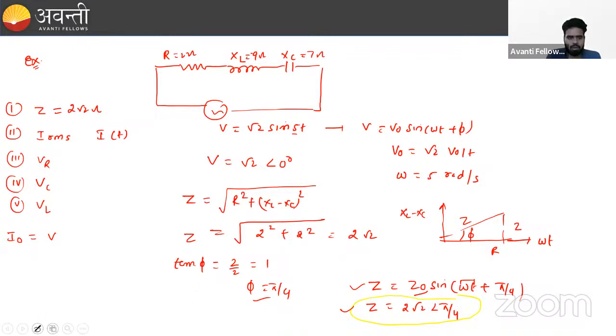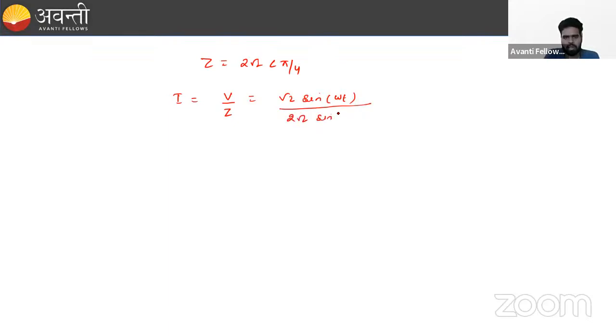We can write down on the next page that Z equals 2 root 2 at pi by 4. So if you want to write down I, we can say V by Z. What is the value of V? This can be written as root 2 sine omega t, right? And Z is 2 root 2 sine omega t plus pi by 4.